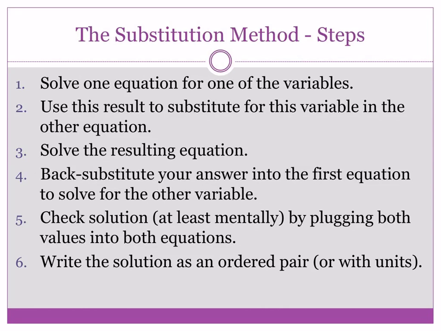It's a good idea to check the solution, at least mentally, to make sure that it really works, and then to write the solution as an ordered pair, or in terms of a context problem, some kind of value with units. So if you're talking about the length and width of something, maybe you have 5 feet by 3 feet or something like that.